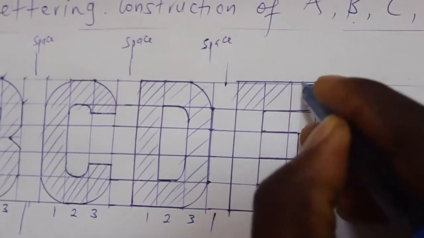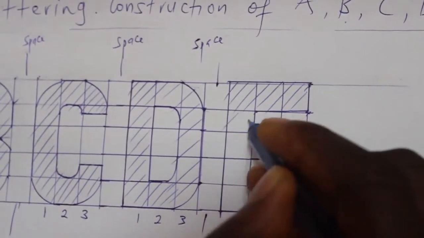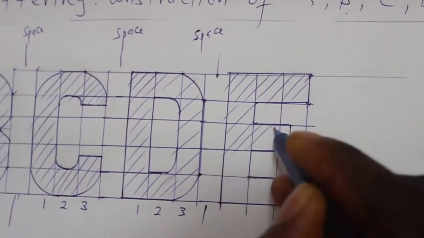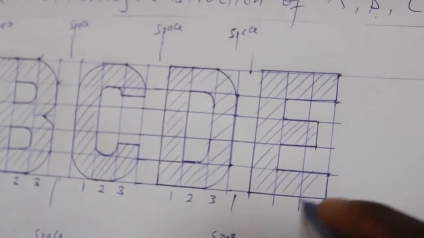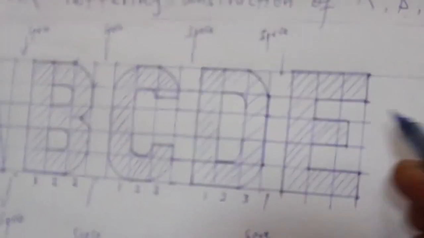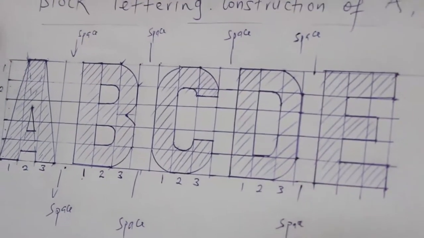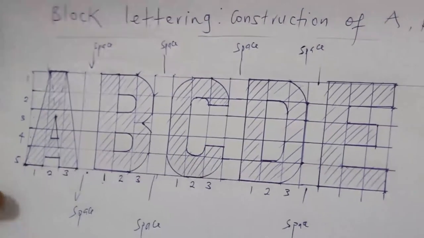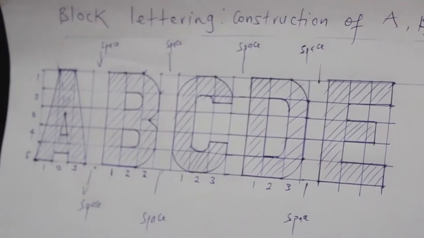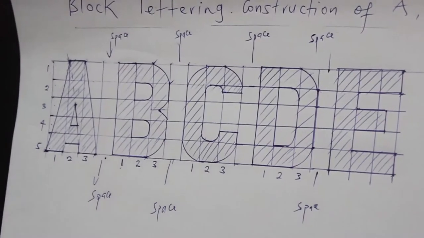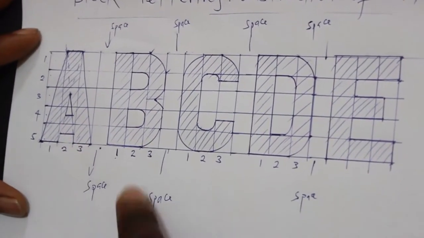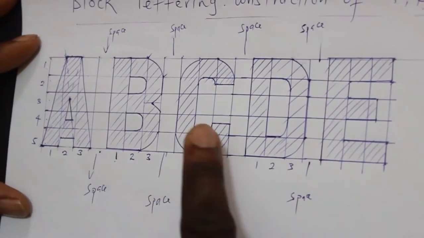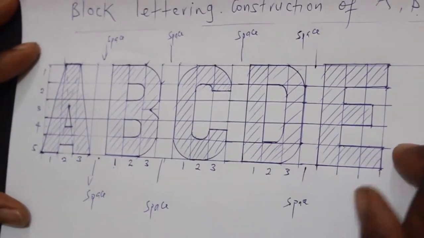We'll use the diagonal lines to shade the alphabet to ensure that it stands out freely from the constructional lines. So that is how alphabets are constructed in squares, that is block lettering. So we have constructed A, alphabet B, alphabet C, D and E.